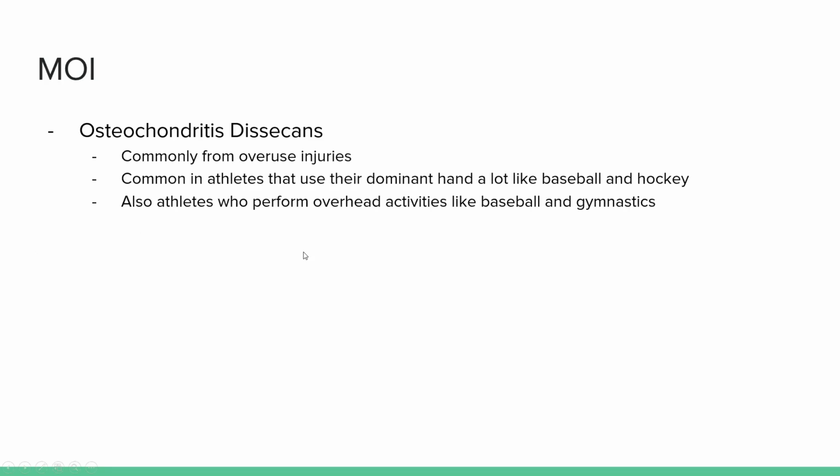So mechanism of injury for osteochondritis dissecans, commonly from overuse injuries in any athletes that use their dominant hand a lot, like baseball or hockey. Also, athletes who perform overhead activities like baseball or gymnastics, or both.